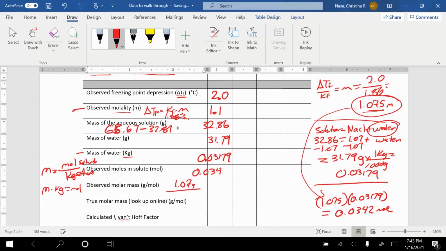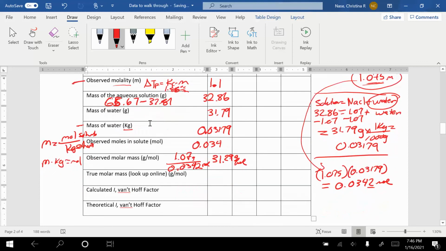So I had 1.07 grams and 0.034. And I'm going to carry out this extra guard digit over here. Even though I rounded it in the table, I'm going to carry it out over here because I'm still calculating. End up with 31.29 grams per mole. When I look up the true molar mass, you can either look that up online, or you can calculate it, right?